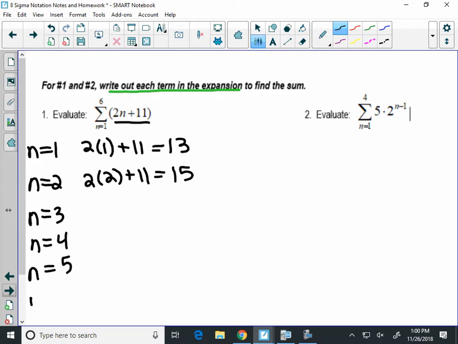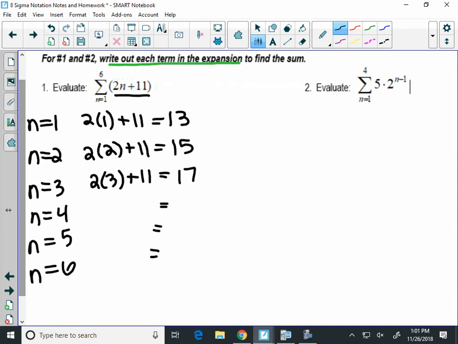Now, if you can do this in your head, that's totally fine. You don't have to write out all the work. I'm not even going to do it all. I'll write down the next one. 2 times 3 plus 11, which is 6 plus 11, 17. And then I'm going to give you a minute. I want you to find the term for 4, 5, and 6. You can do it in your head. You can do it on your calculator. But I at least need to see the next 3 numbers that you're going to be adding up.